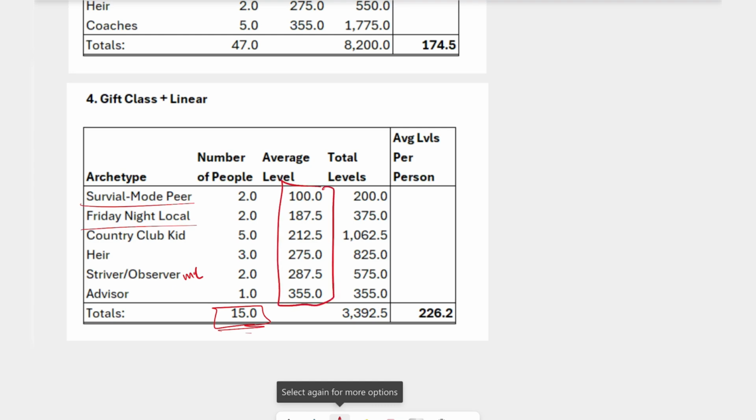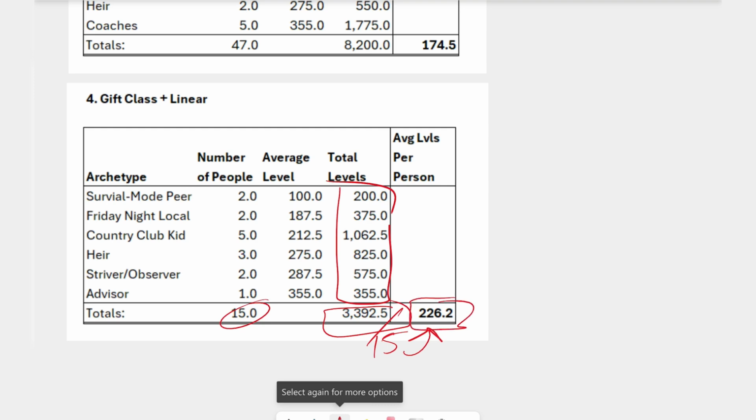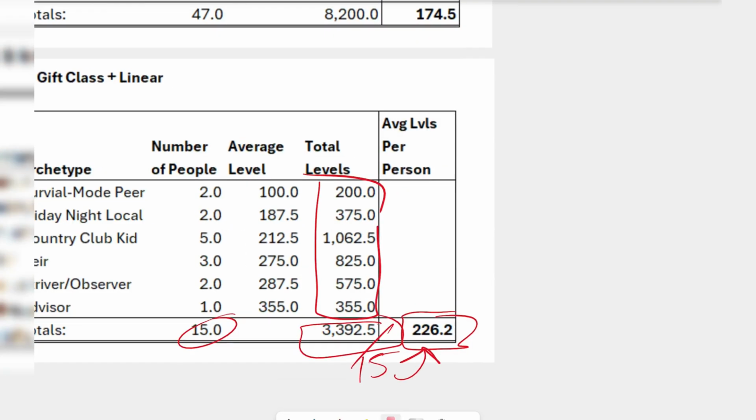And what we've done here is we've multiplied the number of people times the average level to get the total levels represented for each category of person. We've taken the sum of all of these and added them up, and we get a total levels, a total consciousness in the room of 3392 and a half. And we've divided 3392 and a half by 15, the total number of people, and we get an average consciousness per person of 226. So why does any of this matter?